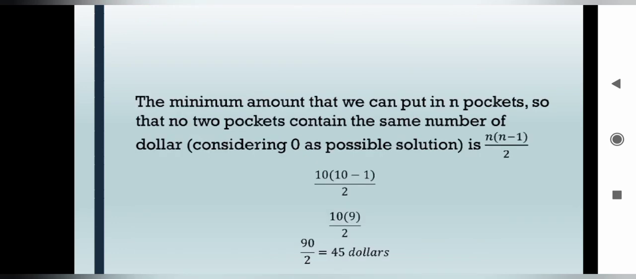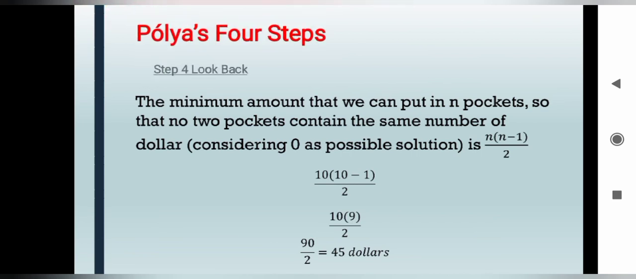So, let's check. The minimum amount that we can put in n packets so that no two packets contain the same number of dollar, considering 0 as possible solution, is n multiplied to n minus 1 over 2. So, what is n? N is the number of packets. 10 multiplied to 10 minus 1 all over 2 is 10 times 9 over 2, 90 over 2, divide by 2 is equal to $45. So, $45 yung minimum amount na pwede mong ikarga doon sa 10 packets, considering 0 as possible solution.